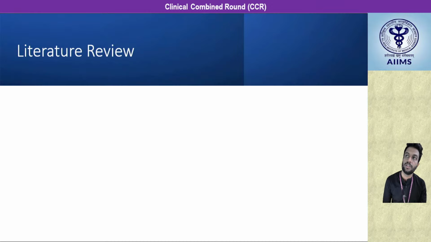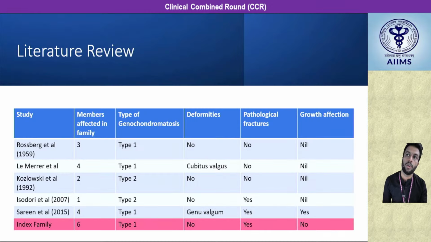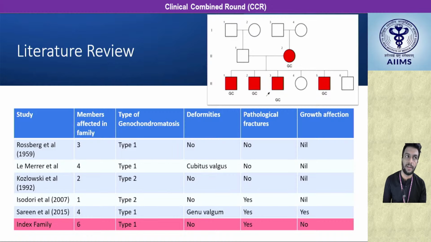In the literature review, the first case was reported by Rosberg et al. in 1959 with 3 affected family members, who described type 1, and in 1992 Kozlowski described a type 2 case with 2 affected family members. Till now, we have reached 2023, and still we couldn't identify the genetic mutation. Our index family has 6 members, of whom 5 are affected: the mother and 4 male children.